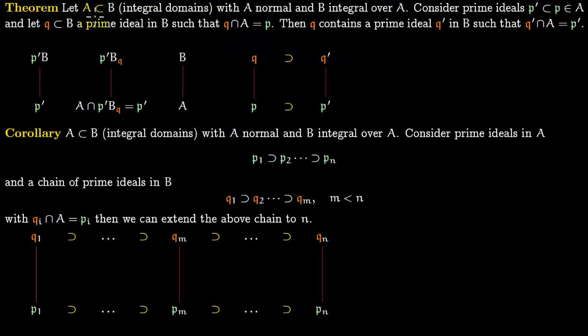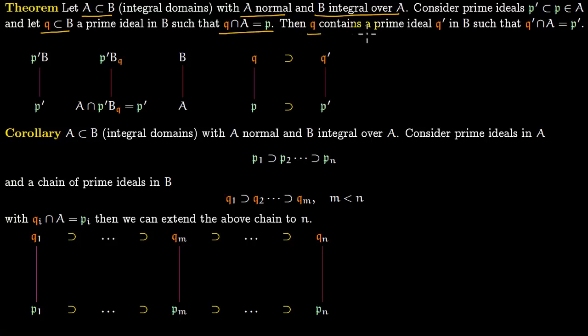So recall the theorem we have just proved. So say A is contained within B, both of them are integral domains, and A is normal, so it is integrally closed in its field of fractions, and B is integral over A. So consider these prime ideals. P prime is contained within P and both of them lie in A. And let Q be a prime ideal of B which sits right over P, so that as you contract Q back to A, you get P. So Q intersection A is P.